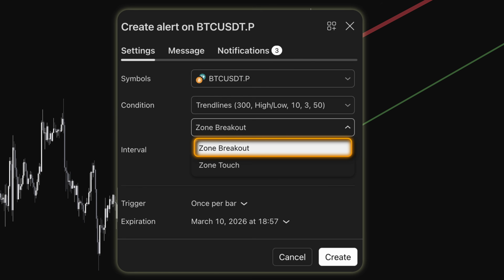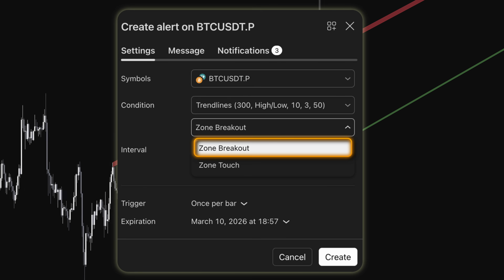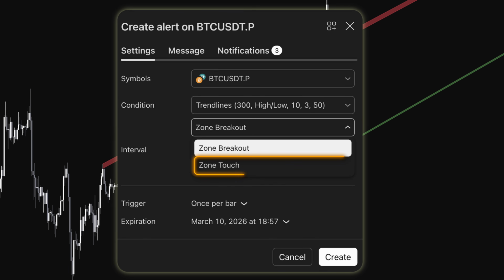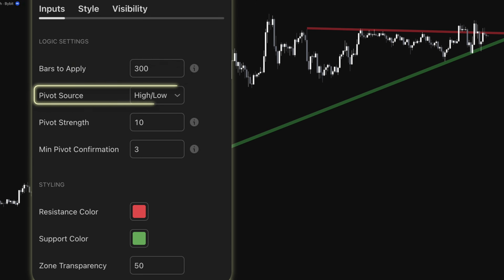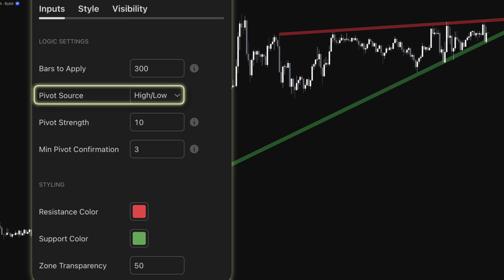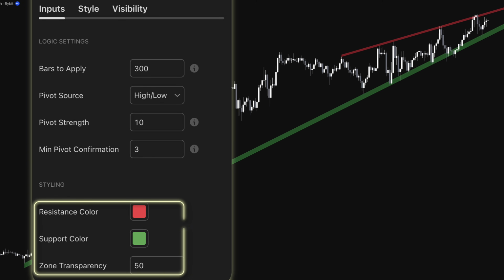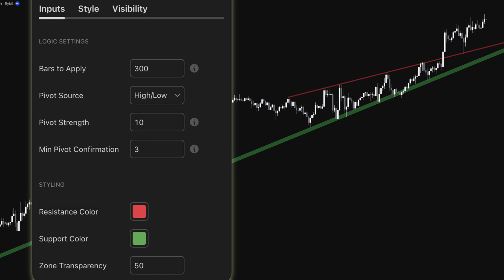Breakout detection triggers alerts when price closes beyond zone boundaries after previously trading within them, while touch alerts activate when price wicks into the zone without breaking through. Customization includes adjustable look-back periods with a default of 300 bars, pivot source selection between high, low, or close prices, minimum pivot confirmation requirements, and separate color controls for resistance and support with transparency settings.